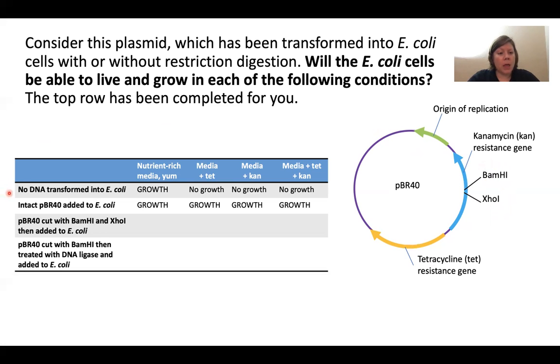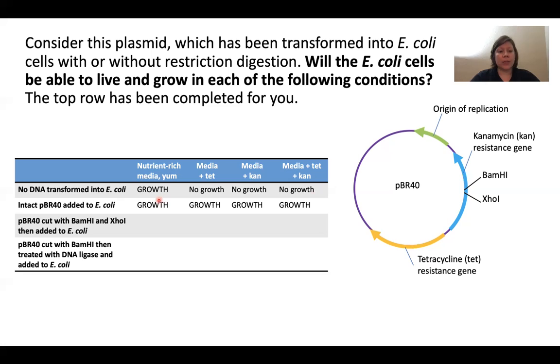So first of all, let's look on the left here on the top line. When we have no DNA that's been added into our E. coli cells, in the presence of nutrient-rich media on regular old bacterial plates, we'll have growth of our E. coli cells. But once we add in the antibiotic tetracycline, we see no growth of the E. coli. Because remember, these cells have had no plasmid transformed into them. No growth in the presence of tetracycline, no growth in the presence of kanamycin, an extra double no growth in the presence of both tetracycline and kanamycin.